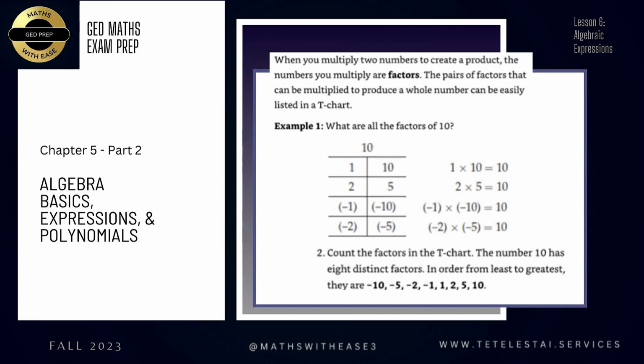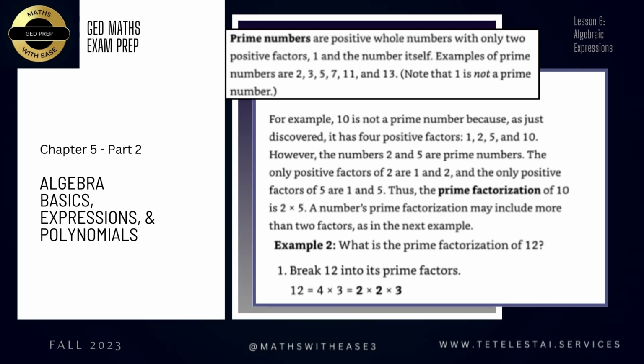In terms of prime numbers, they are positive whole numbers with only 2 positive factors, 1 and the number itself. So examples of prime numbers are 2, 3, 5, 7, 11, and 13. And note that 1 is not a prime number because it only has 1 factor. Remember, a prime number is a whole number with 2 positive factors, 1 and itself.